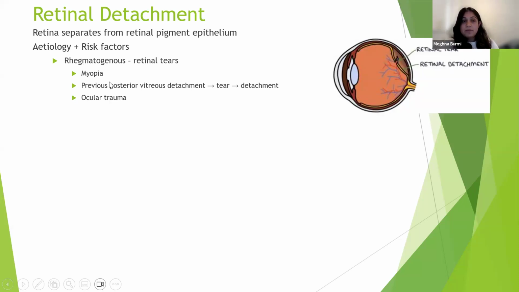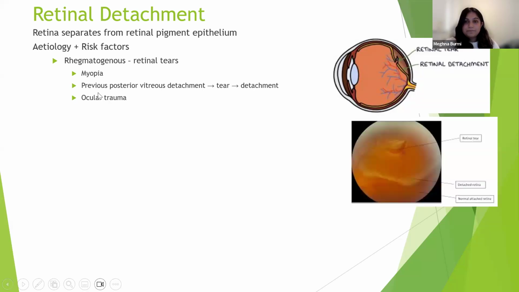That can be caused by myopia. So sometimes your eye is shaped in such a way that predisposes you to tears. Previous posterior vitreous detachment can cause a tear, which then causes retinal detachment, or ocular trauma. And this is another picture showing the tear there.